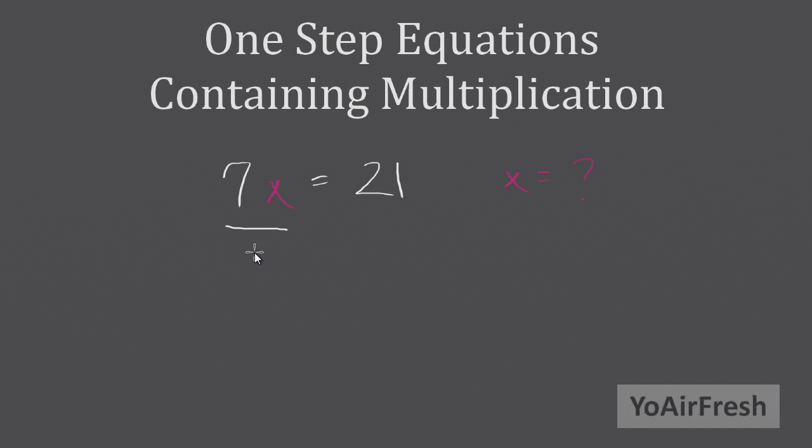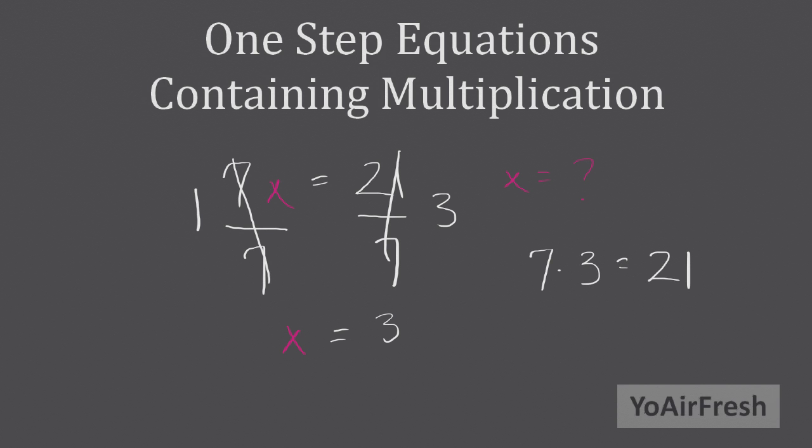We would divide this side by 7, because 7 divided by 7 equals 1. So these would cancel out and leave a 1 here. And whatever we do to this side, we have to do to this side. So 21 divided by 7 equals 3. And we already have our final answer. X equals 3. Again, you can double check that, because 7 times 3 does in fact equal 21.